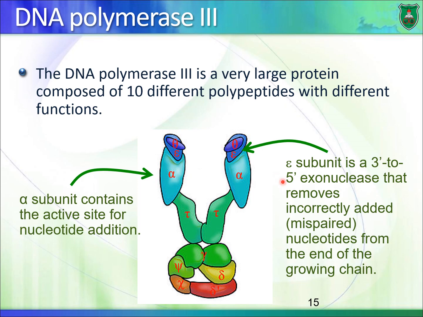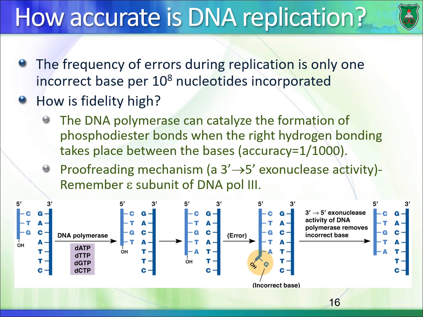Okay, but there is an epsilon subunit, and it has an exonuclease activity. And this exonuclease activity is different from the one that DNA polymerase 1 has, because it goes in the opposite direction. It goes from the 3' to the 5' end. So what does it do exactly? It makes sure that DNA synthesis is accurate.